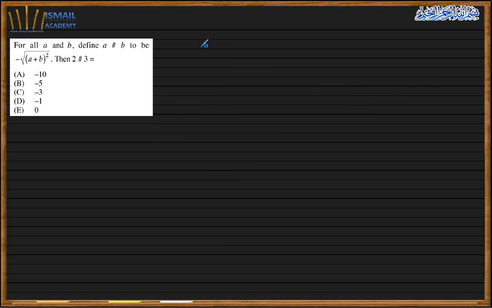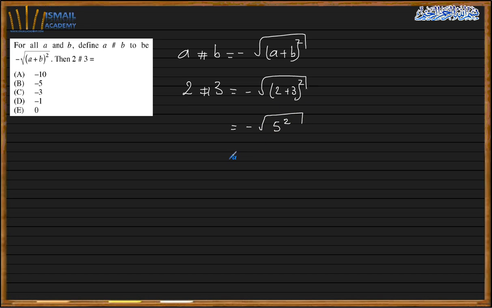Next question. So we have a number star b defined by minus square root of a plus b squared. Here they ask what is 2 star 3. So it's minus square root of the open parentheses, the first plus the second, squared. This is how we should read it: first star second equals minus square root of first plus second squared. Now it's straightforward, minus square root of 5 squared, which is just minus 5. And the answer is B.